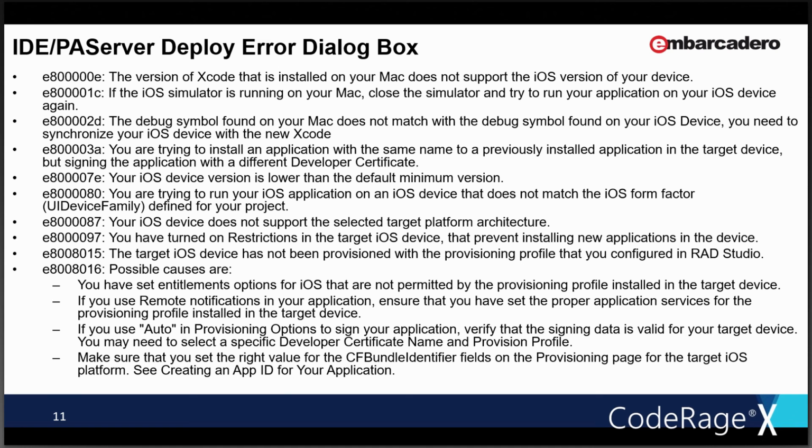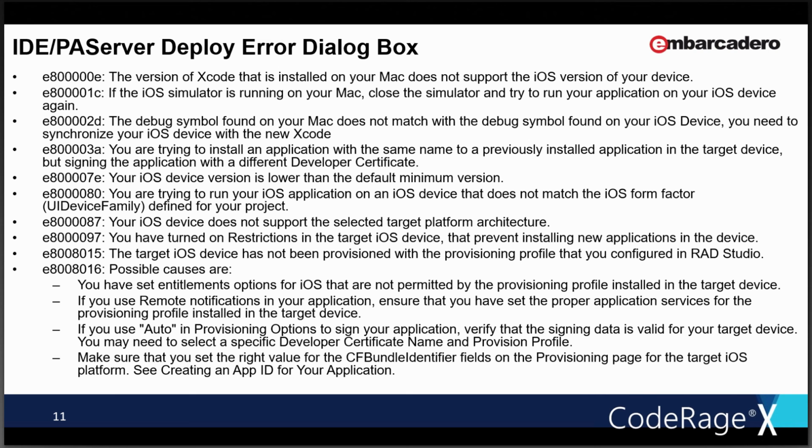So when you get an error, the IDE will pop up this error. This will be called the IDE PAServer deploy error dialog box. And then we give you all the code in there to tell you what you need to fix. So if you don't see your code or anything in here, you might need to scroll down the window a little bit. We have more information underneath that will help you to fix your problem. Okay. And so again, the classic one is the first one, the 80000E. It's just telling you, hey, you're trying to connect to a device, but you don't have the right Xcode over on your Macintosh. That's correct. Yep. Okay. And again, all of those are there.